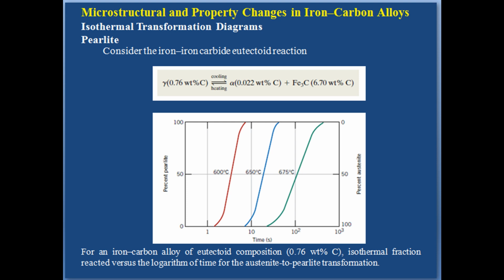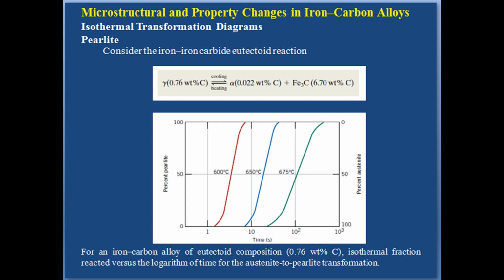Upon cooling, austenite, having an intermediate carbon concentration, transforms into a ferrite phase, which has a much lower carbon content, and also cementite, which has a much higher carbon concentration. Pearlite is one microstructural product of this transformation. The mechanism of pearlite formation was also discussed previously. Now, the temperature plays an important role in the rate of the austenite to pearlite transformation.